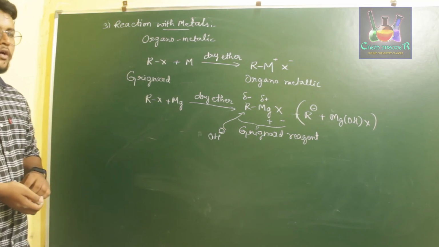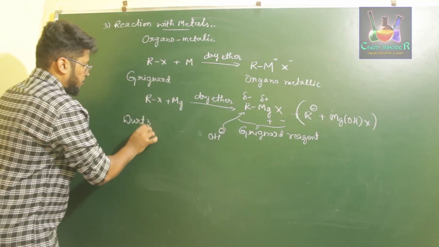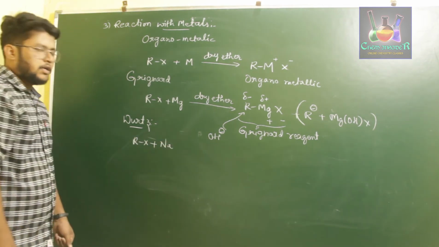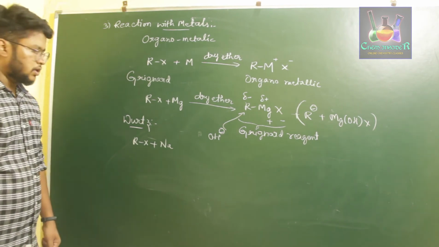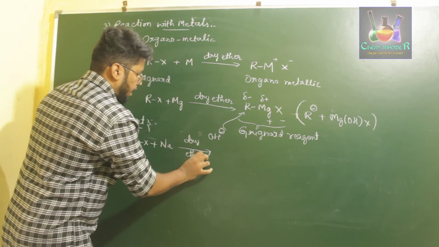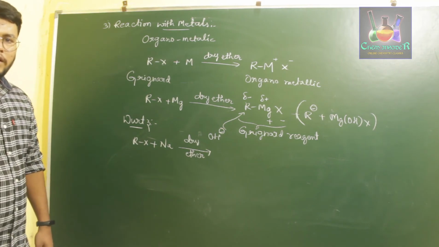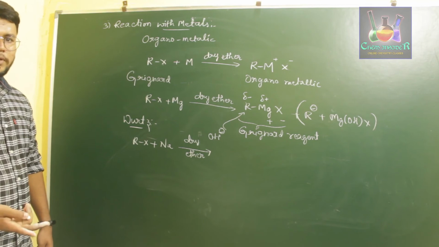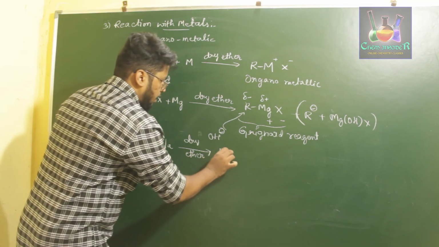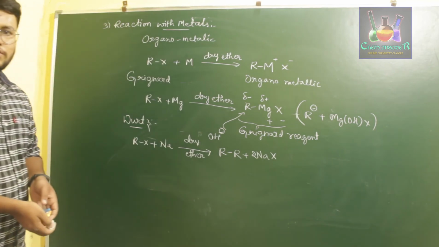We have one more reaction where a scientist named Wurtz found out that when we treat excess haloalkane with sodium metal in the presence of dry ether, we generate an alkane compound which has double the number of carbon atoms compared to its parent reactant. That is, we generate an R-R bond with loss of sodium halide. This reaction is called the Wurtz reaction.